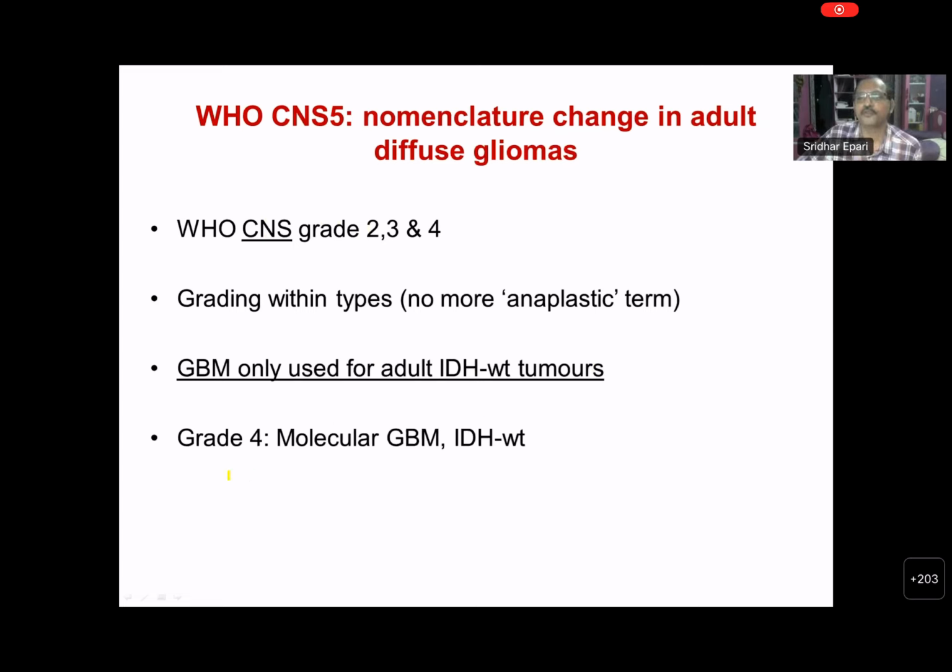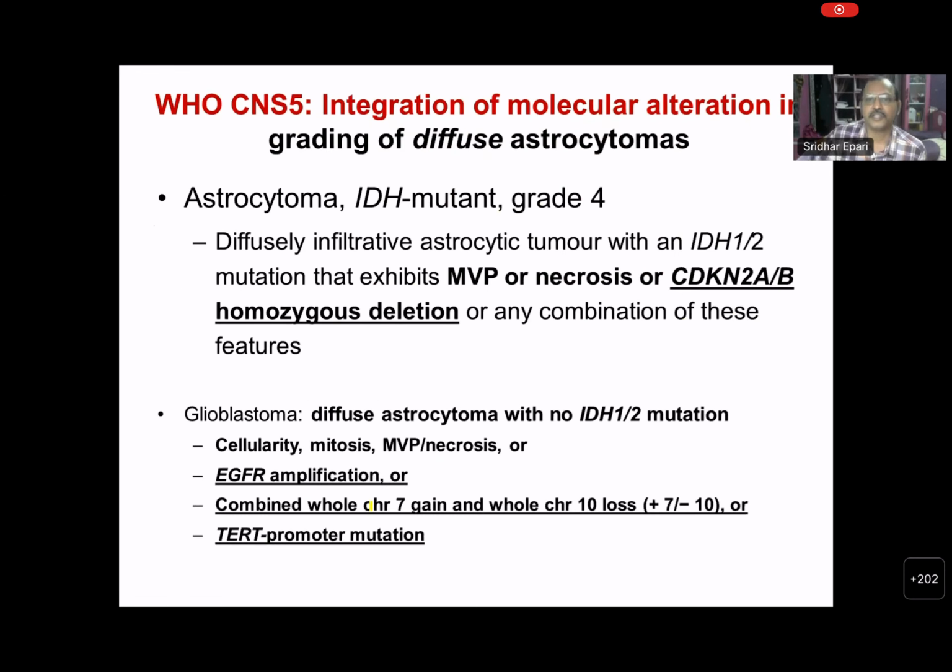And you can no longer use the term anaplastic in this classification. That is deleted. The word glioblastoma is reserved only for the IDH wild type. So this is the current grading classification. In addition to the histological features, a new feature added in this classification is the presence of CDKN2A/B homozygous deletion. Irrespective of histological features, if you have CDKN2A/B homozygous deletion, it is grade 4.